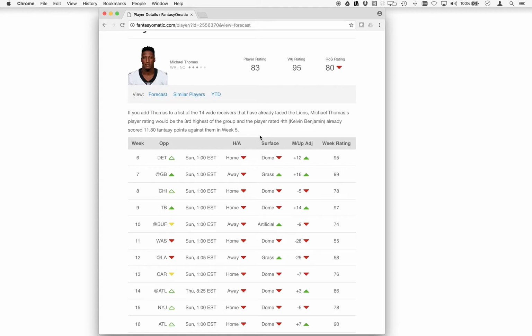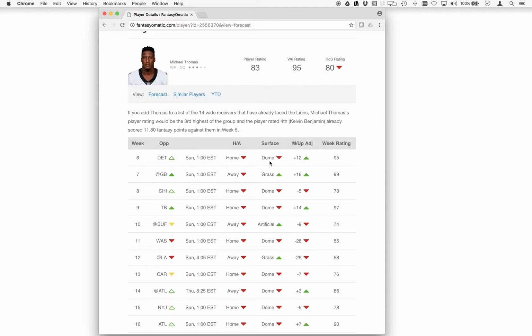So what you see here when you look at the home and the dome values on week 6 for Michael Thomas is it simply says that fantasy wide receivers do not fare as well at home as they do on the road. Might be a surprise to you. This changes every week, and it only marginally affects their weekly matchup.